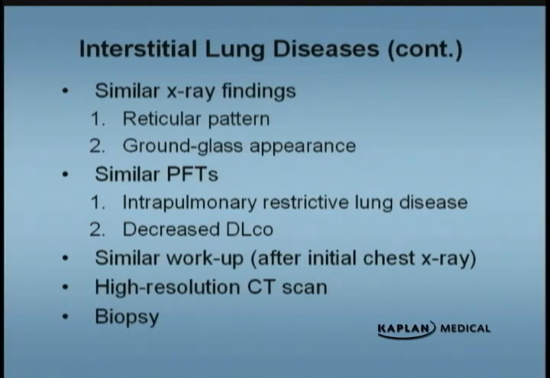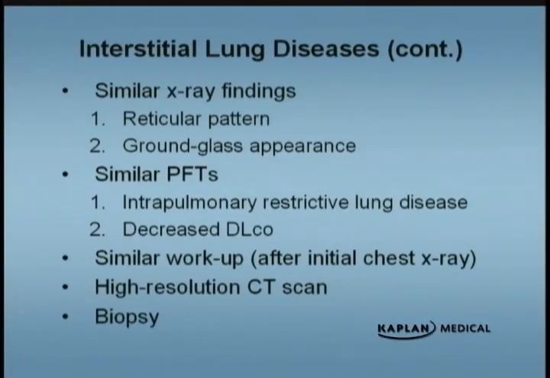The decreased DLCO is what makes it intrapulmonary restrictive disease, because if you just have a restrictive disease on the pulmonary function test, you can't tell the difference between extrapulmonary restriction, remember the kyphoscoliosis, the morbid obesity, versus intrapulmonary restriction like idiopathic pulmonary fibrosis, like sarcoidosis, like pneumoconiosis and so forth. The only thing that tells you the difference between one and the other is the decreased DLCO, which you only find in interstitial lung diseases, in the intrapulmonary restriction.